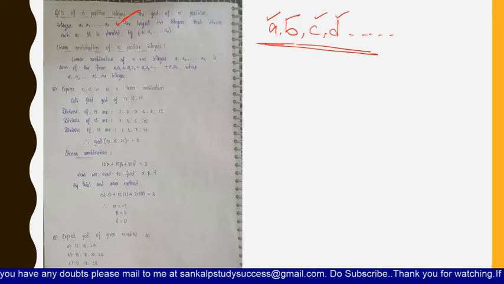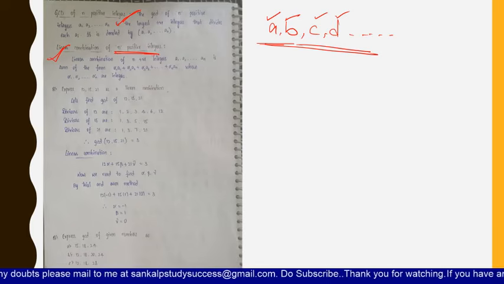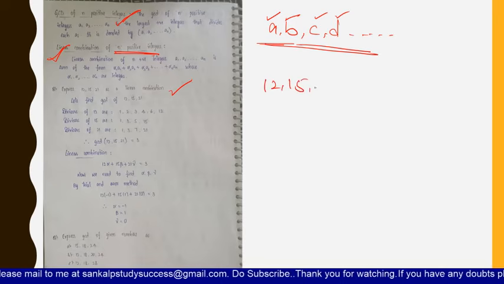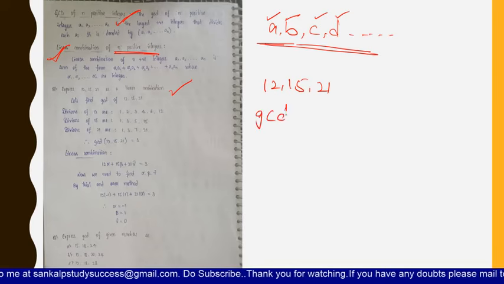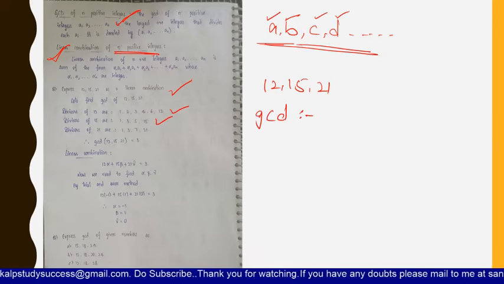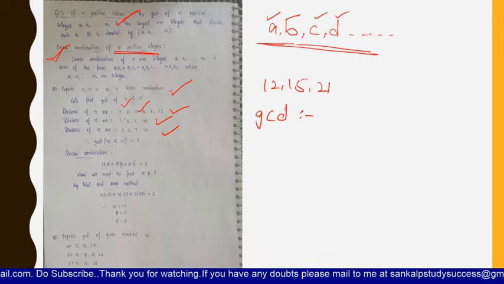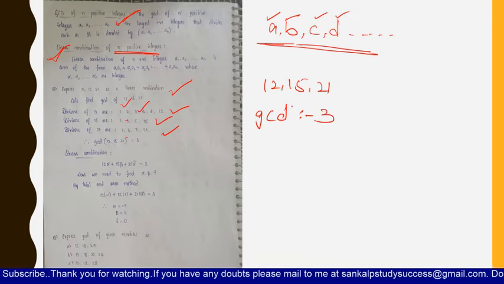Now, coming to the linear combination of n positive integers. By solving this example, you will come to know: 12, 15, 21. First of all, we need to find the GCD of all these numbers. Here we have written the divisors of 12, 15 and 21. See which is the greatest common divisor. One is a common divisor, and there is no 2, but 3 we are having, right? 3 is the greatest common divisor. So GCD will become 3.